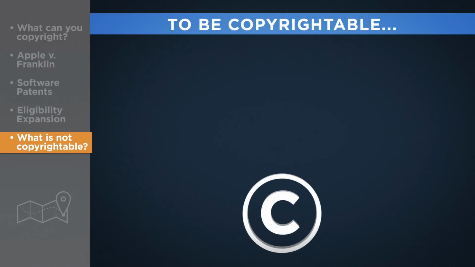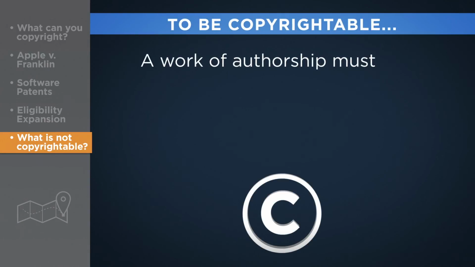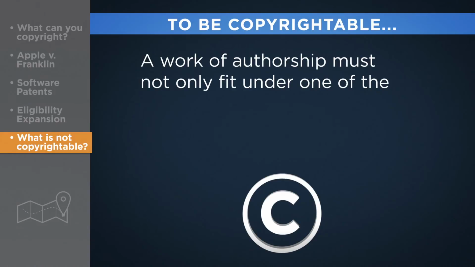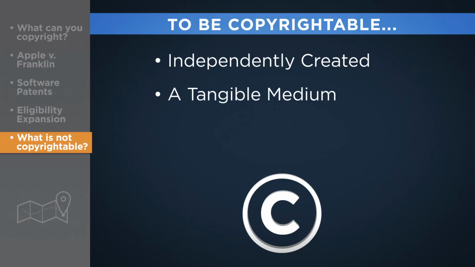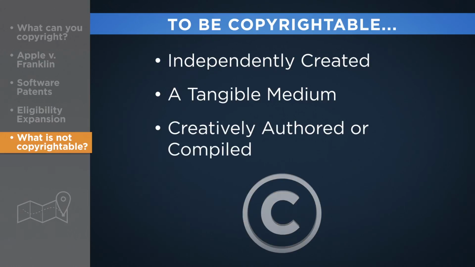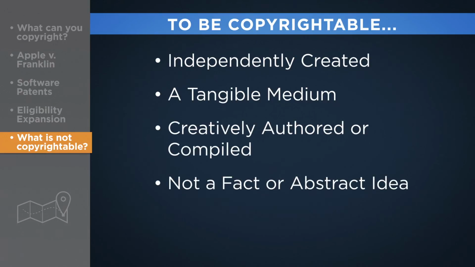To reiterate, in order to be copyrightable, a work of authorship must not only fit under one of the 8 broad categories of eligible subject matter, but it must also be independently created, expressed or fixed on a tangible medium that can be seen or copied, creatively authored or compiled, not a fact or abstract idea.